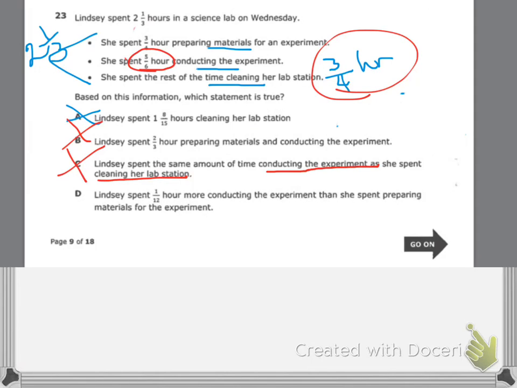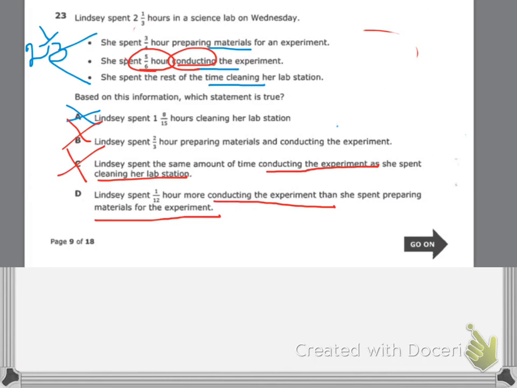Alright, D says Lindsay spent 1/12 hour more conducting the experiment than she spent preparing the materials. Okay, so conducting the experiment versus preparing the materials. In other words, how much greater? Is it 1/12 more? So here we go. We're going to have to make some space here, and we're going to have to see what 5/6 minus 3/4 is. Is it 1/12 more? Well, we got to have a common denominator, which will be 12.